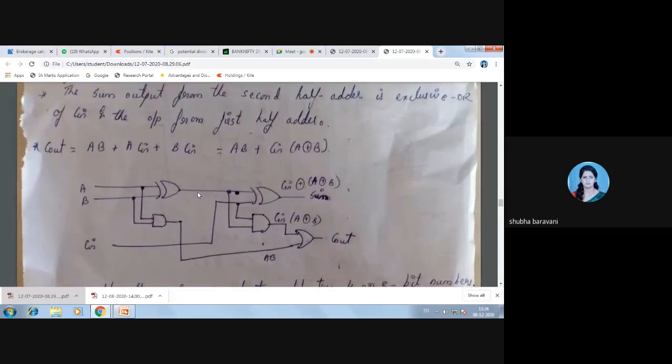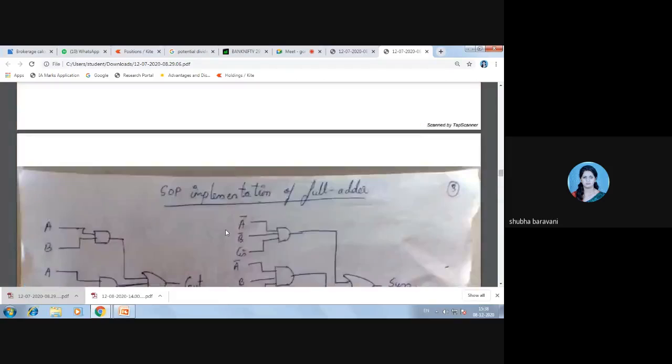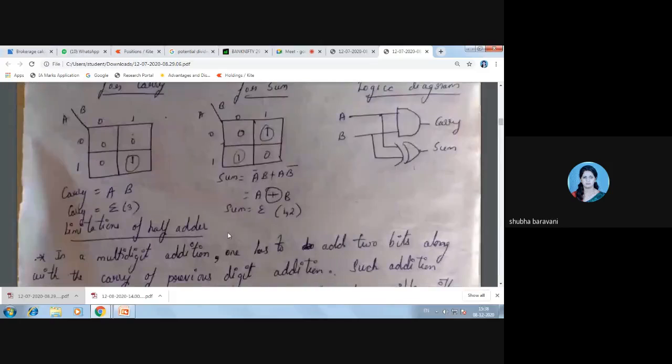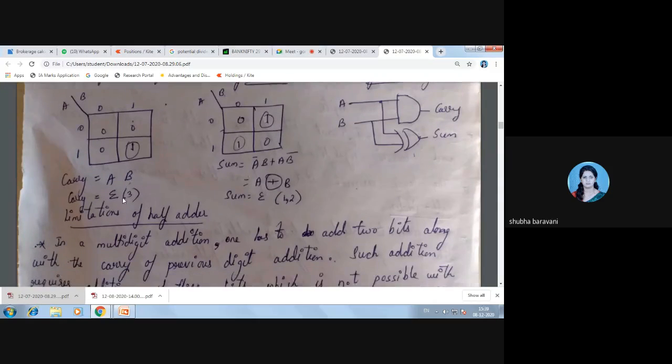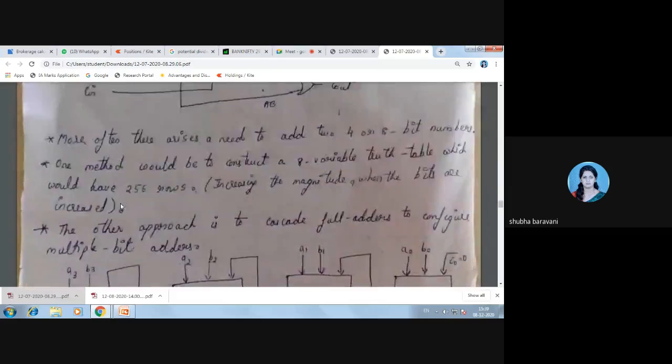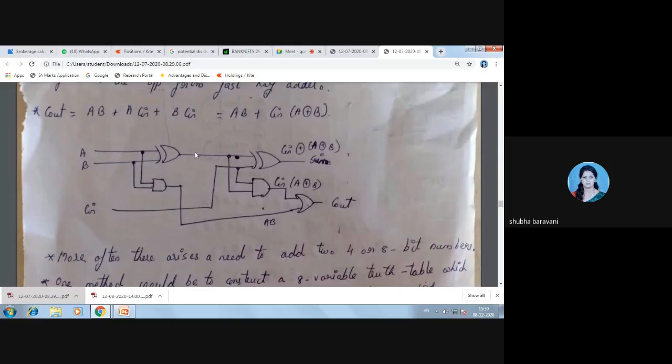Just see, what will be the output here? A XOR B, correct? And here the output would be A dot B. So see, what if I show you the half adder? Sum was A XOR B and carry was A dot B. Okay, so this is my first half adder.